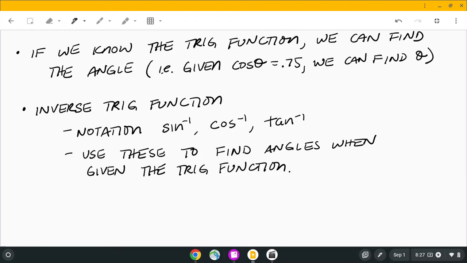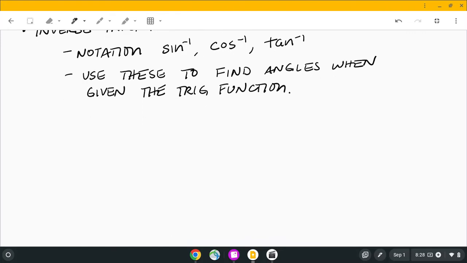So if you're given the sine of an angle, if you're given sine of theta equals blah blah blah, then you're going to use sine inverse to find that angle. If you're given cosine theta equals blah blah blah, then you're going to use cosine inverse. And if you're given tangent theta equals blah blah blah, then you're going to use tangent inverse to find that theta. Okay. All right, so let's take a look at an example.